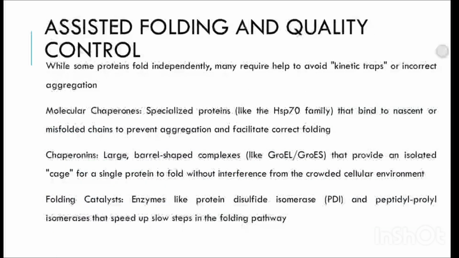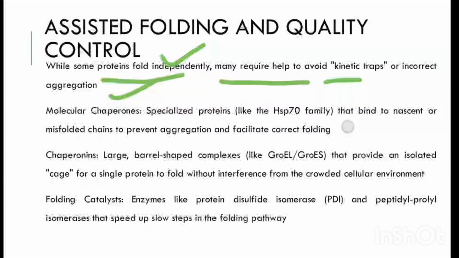Which molecule controls the whole process of protein folding? It is the most important part. While some proteins fold independently, many require help to avoid kinetic traps or incorrect aggregation. So the molecular chaperone is the most special protein that binds to nascent or misfolded chains to prevent aggregation and facilitate correct folding.